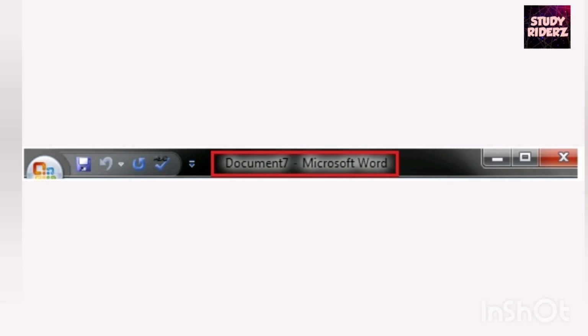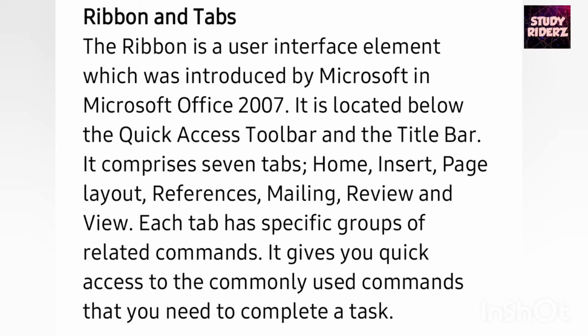That title bar is shown at the top of the screen. Next screen menu is ribbon and tabs. So the ribbon is a user interface element. This ribbon was introduced by Microsoft Office in 2007.